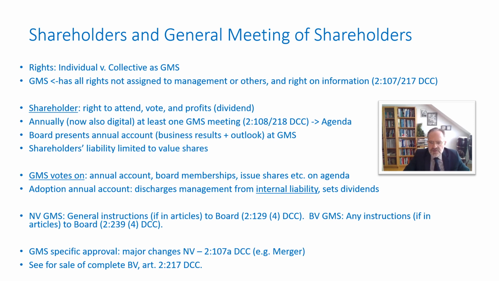They vote on the topics which are on the agenda, one of them always being the annual account. There can be other issues to be voted on, like appointment or dismissal of board members, issuing of extra shares, etc. But the main right is to vote, and by voting to approve or disapprove, usually it's approving the annual account.